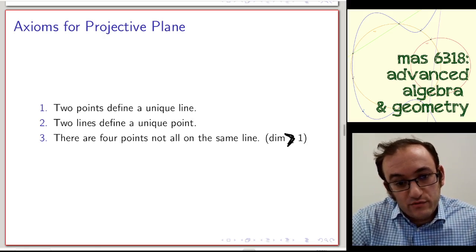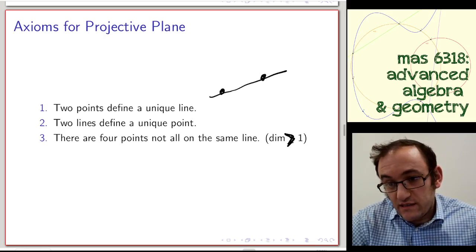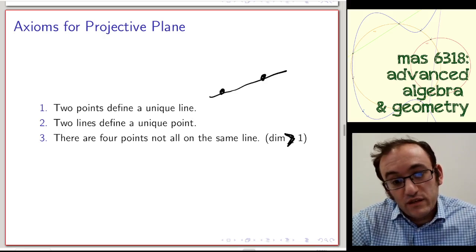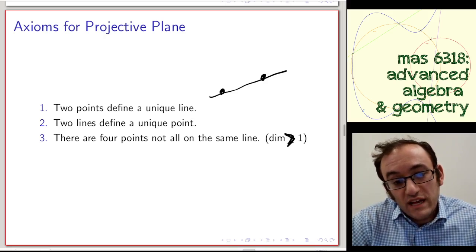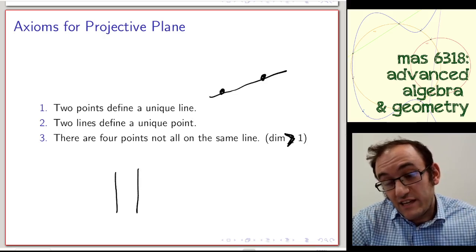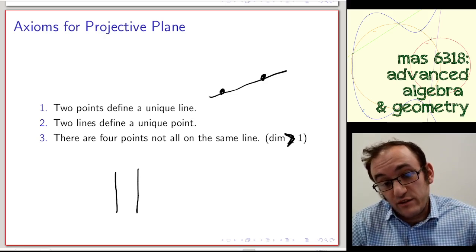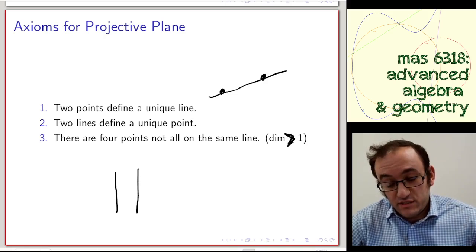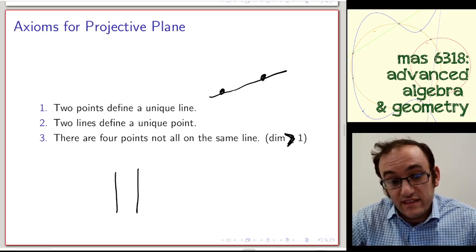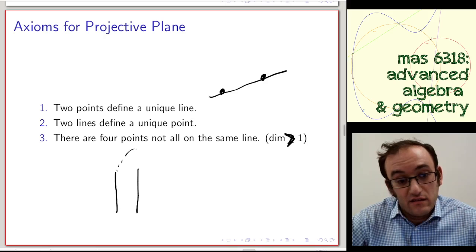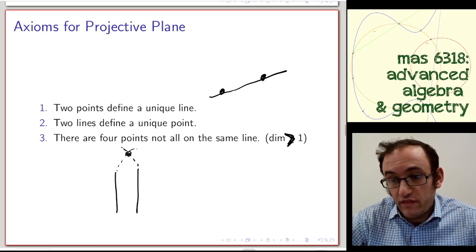Okay, yeah, so any 2 points define a line. That's something that's familiar to us, whereas 2 lines define a unique point. We know that when lines are parallel in standard Euclidean geometry, they don't define a unique point. But to axiomatize the projective plane, we say they do in fact define a unique point where they intersect.